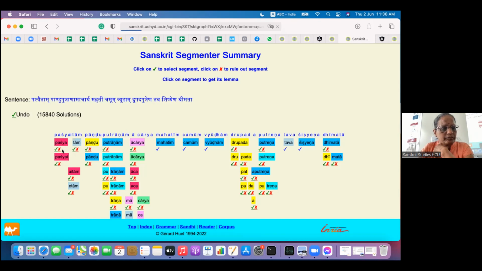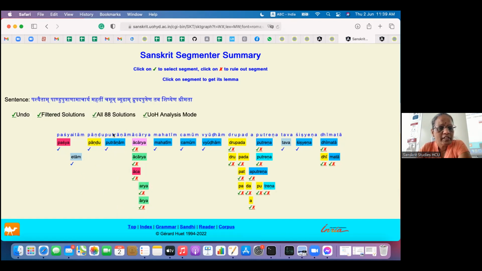So with a little exposure to these various morphological features and the color scheme, we can then select the ones which are correct. I am selecting a little faster, and you will see that the solutions which were 14,000 are now getting reduced. The idea is to, not this, I made a mistake. I think Acharya here is the Sambodhana. So I need to select the vocative. So I select this.